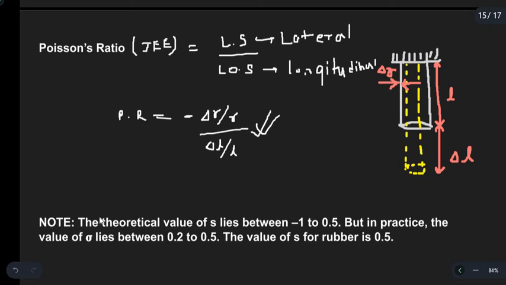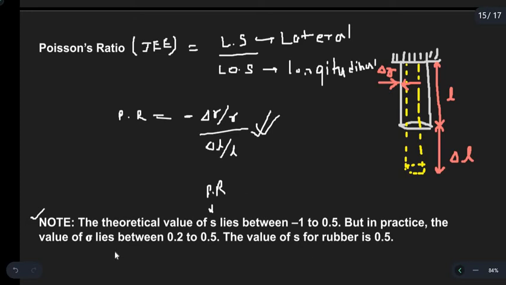Now the interesting thing is this note, okay, this is very important. The theoretical value of this Poisson's ratio, this is S, this is nothing but your Poisson's ratio, lies between -1 to 0.5. But in practice, the value of sigma lies between 0.2 to 0.5.